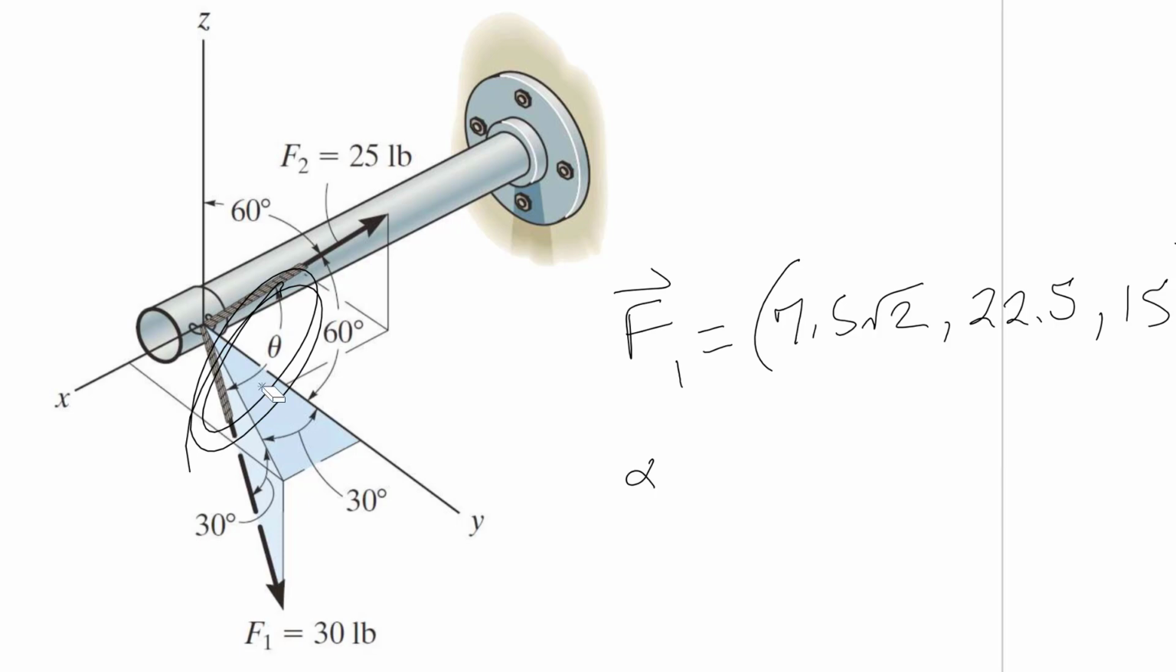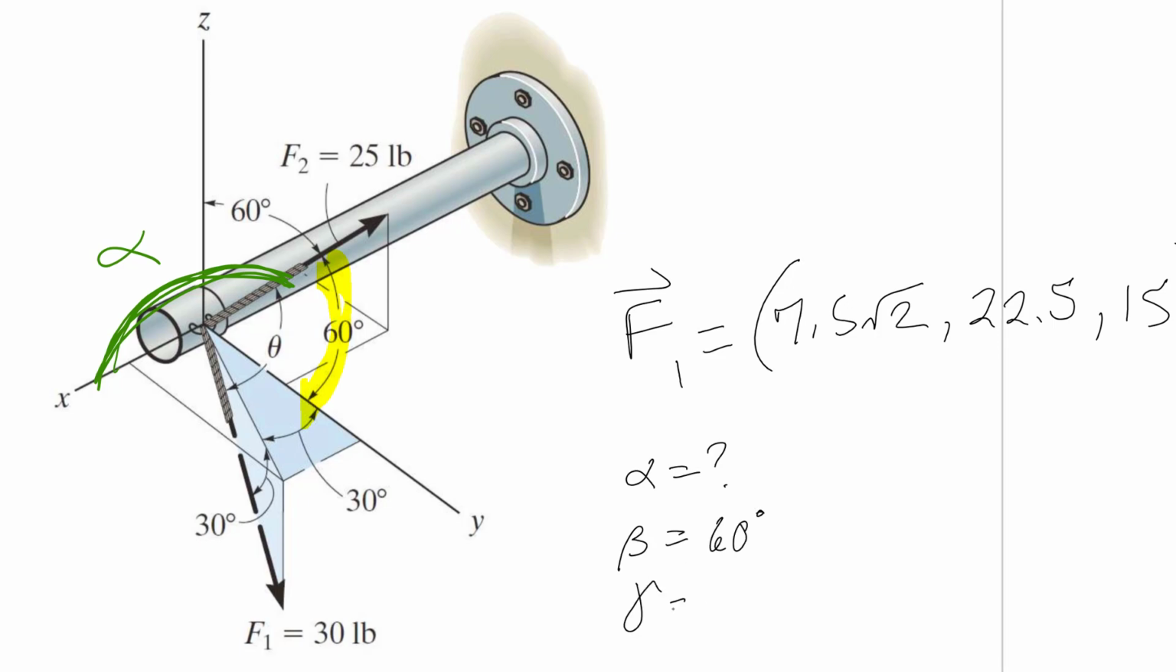Alpha is the number that comes off the x, which is the one they haven't given us. See this? This is alpha, which they have not given us. Beta is the number coming off the y, which is 60. And the gamma is a number coming off the z, which is also 60. And at this point you go, I can't work this problem because they didn't give me alpha.